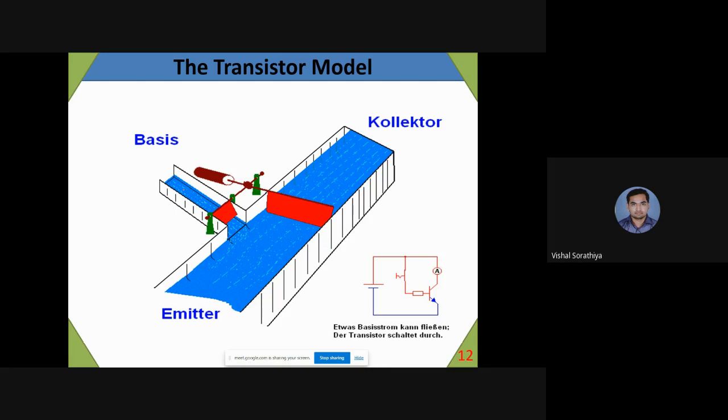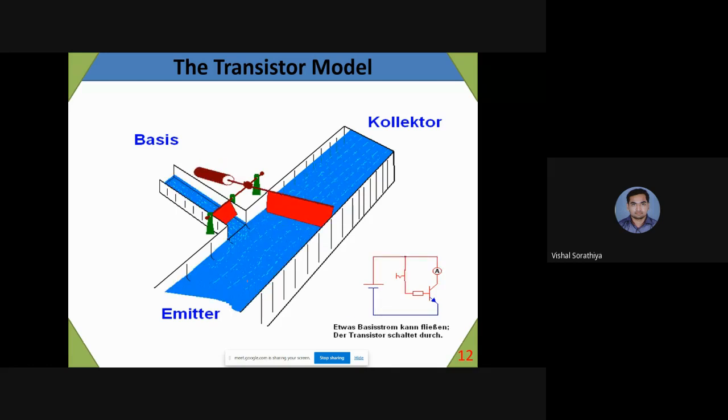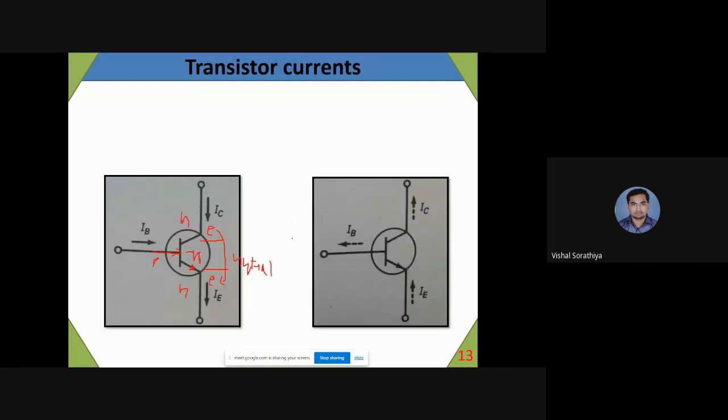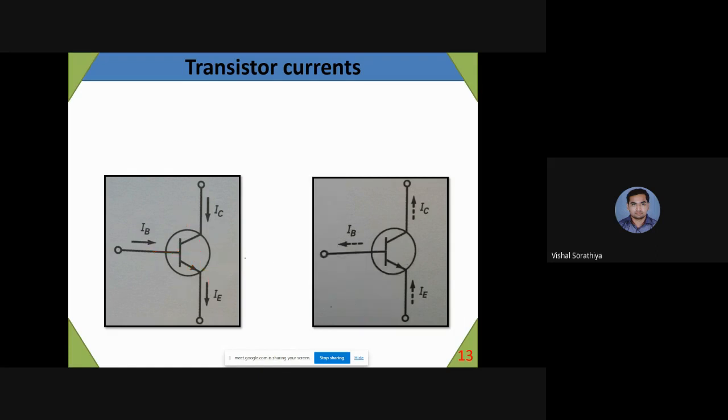Now, depending upon what amount of current you are giving, the collector and emitter are going to open accordingly. We need to understand what the condition is and how much collector to emitter flow is going to be there. What are the conditions for that? All of this we need to discuss in this chapter.